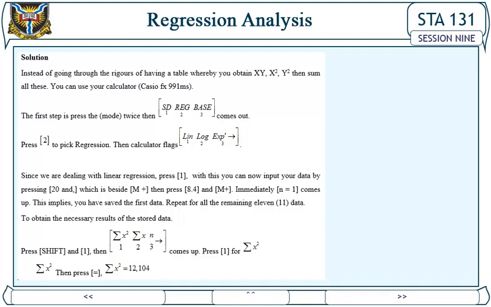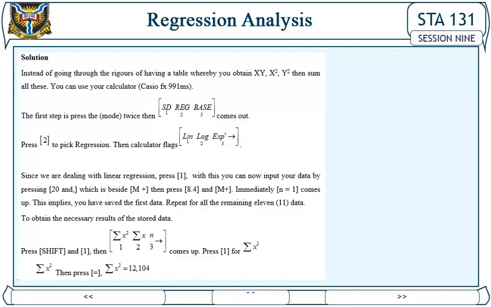Solution. Instead of going through the rigors of having a table whereby you obtain xy, x squared, y squared, then sum all these, you can use your calculator, Casio fx-991MS. The first step is to press the mode key twice, then it comes out.